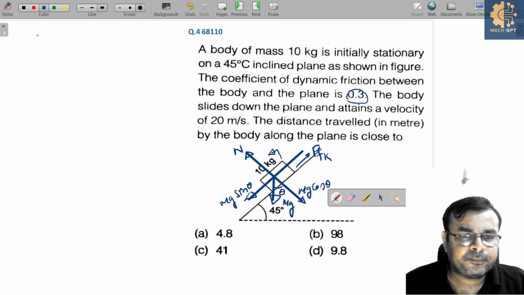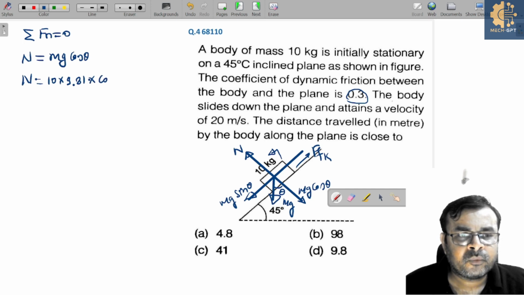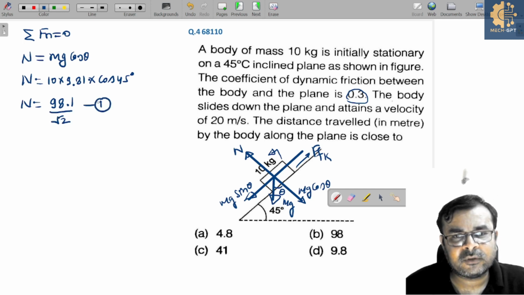So you can see if I write summation of normal force is equal to 0 for determination of n, simply can I say n is equal to mg cos theta, and what about m? This is 10. What about g? This is 9.81, and cos theta is cos 45 degree. So from this you can calculate n. This is 98.1 by root 2. Yes or no? And let's say this is equation 1.